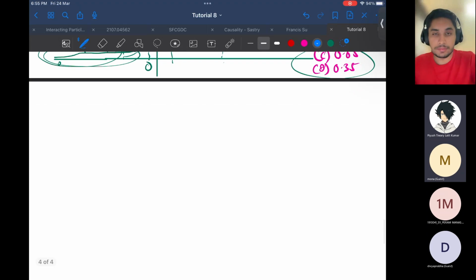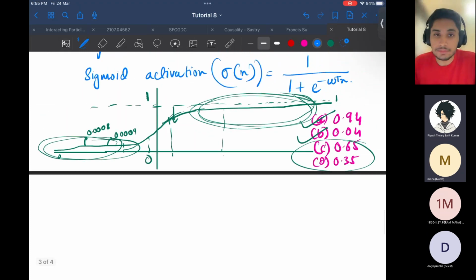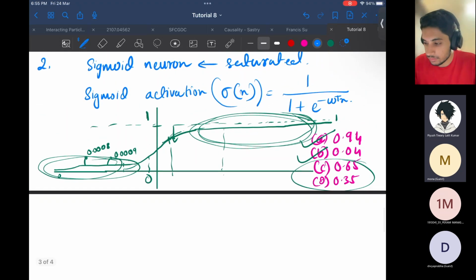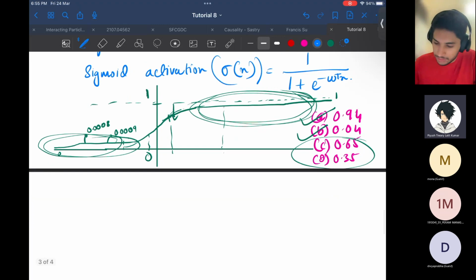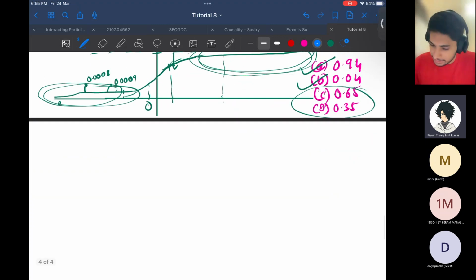I just wanted to clarify, the sigmoid function is 1 by 1 plus e to the power of minus x, or do you have a transpose also? Oh, yeah, yeah. So you are correct.